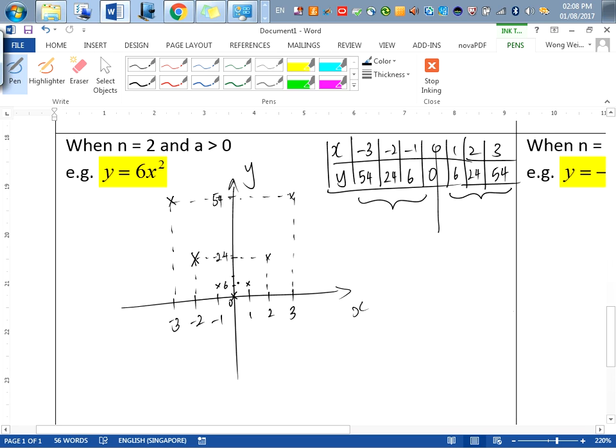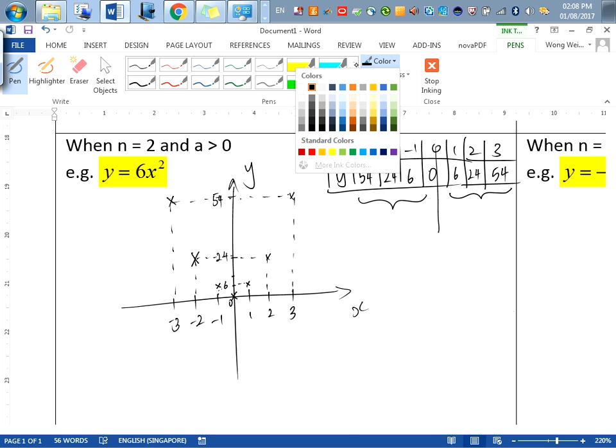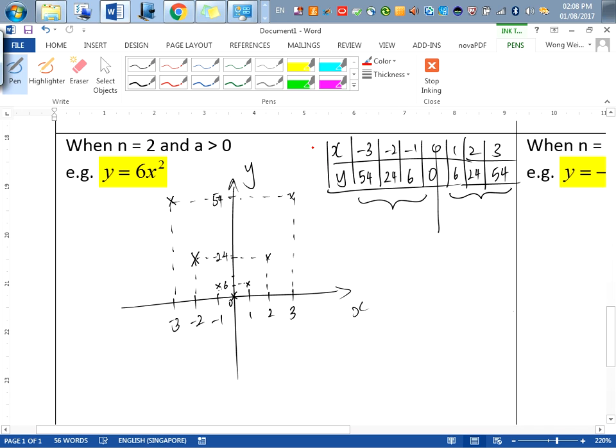I'm going to join them up to get my parabola. Okay, join everything up. Okay, if you draw a smooth curve, then you will get a shape like this. Parabola opening upwards. Roberto, have I answered your question? Why is it opening upwards?